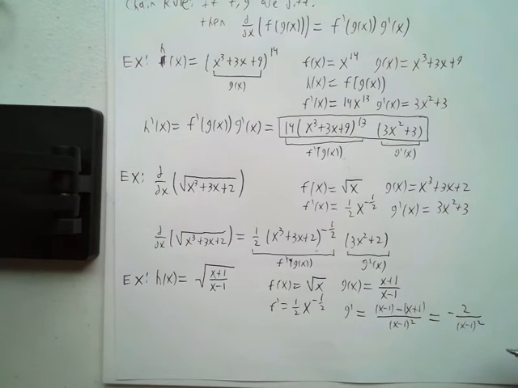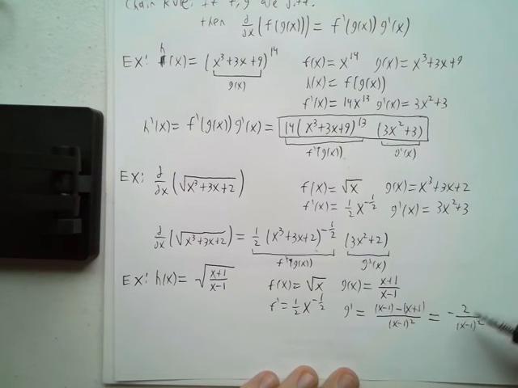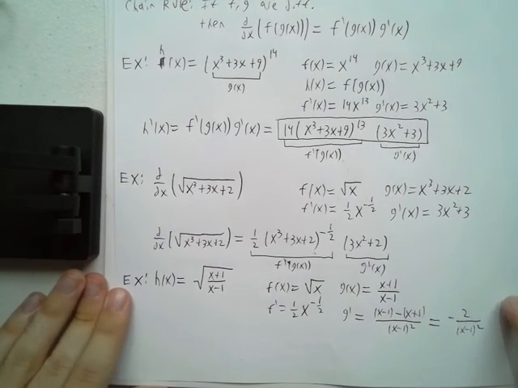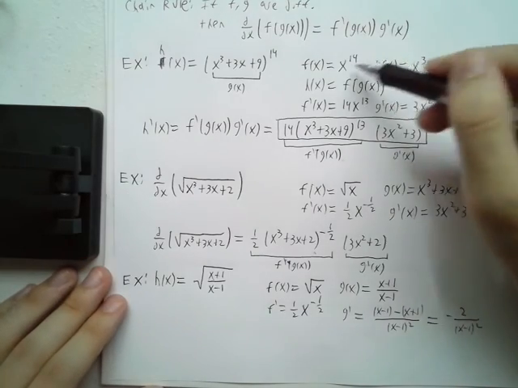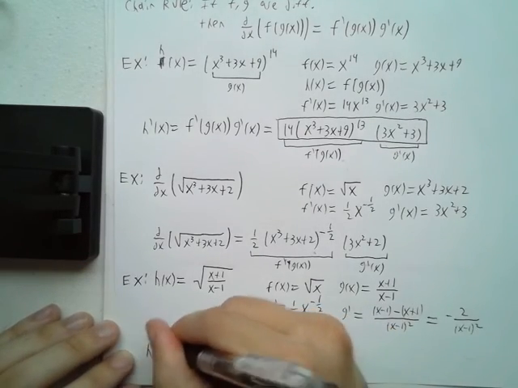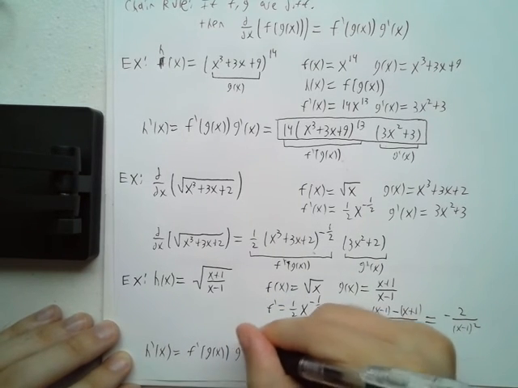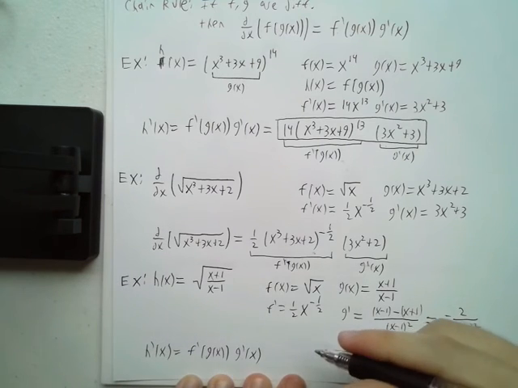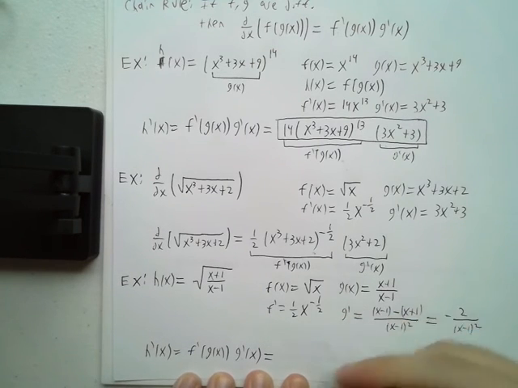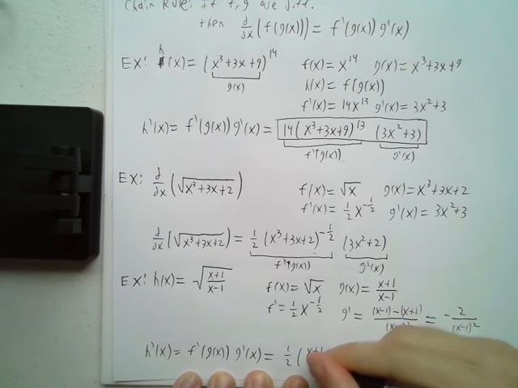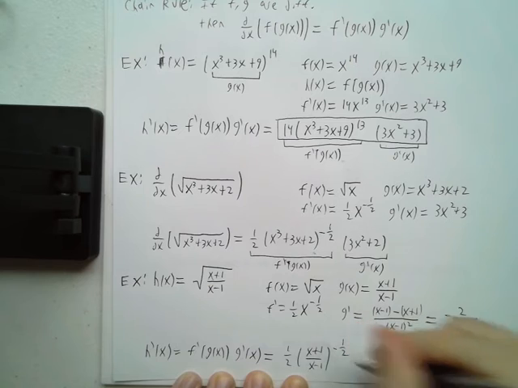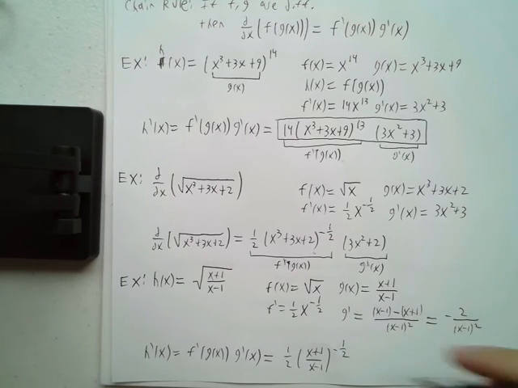So now that we've calculated g prime, even though we had to do a sub-problem involving the quotient rule in order to get there, once we have the formula for g prime, we're back in the situation of just plugging into our formula for the chain rule. So h prime of x is f prime of g of x times g prime of x. And so this is equal to 1/2 g of x to the negative 1/2, which is this, times the formula we got for g prime of x.